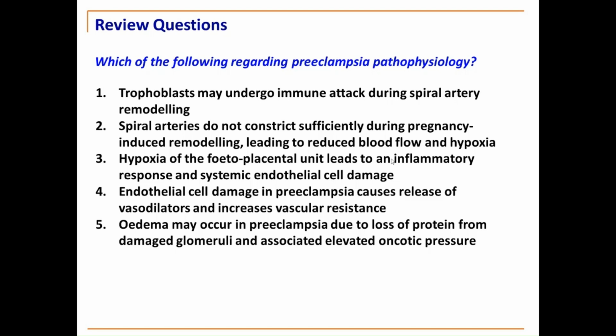Number 3, hypoxia of the fetoplacental unit leads to an inflammatory response and systemic endothelial cell damage. That is correct. And remember, damage to the endothelial cells causes increased total peripheral resistance. Number 4, endothelial cell damage in preeclampsia causes release of vasodilators and increases vascular resistance. That's incorrect. You get increased vasoconstrictors, such as endothelin 1, increased sensitivity of the vasculature to angiotensin 2, and decreased prostacyclin, which is a potent vasodilator.